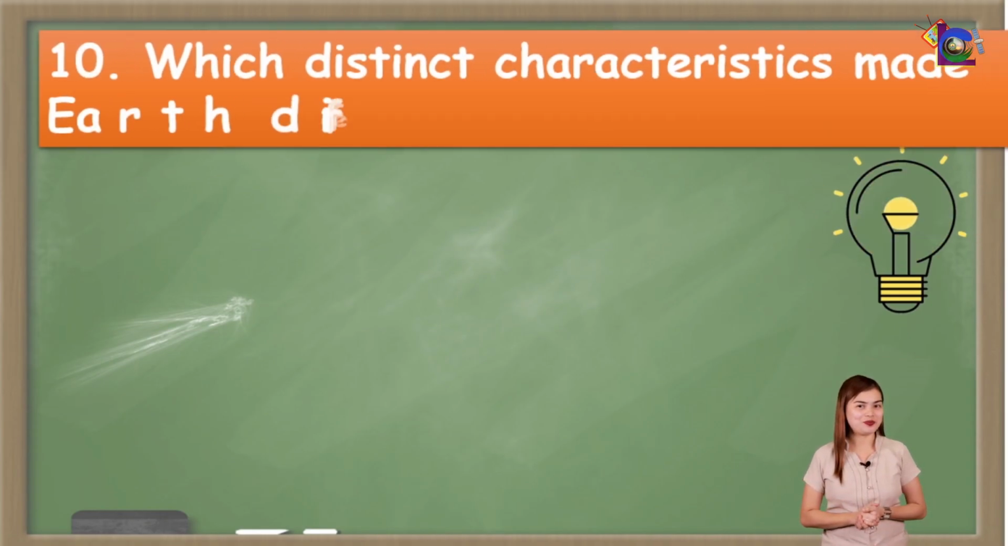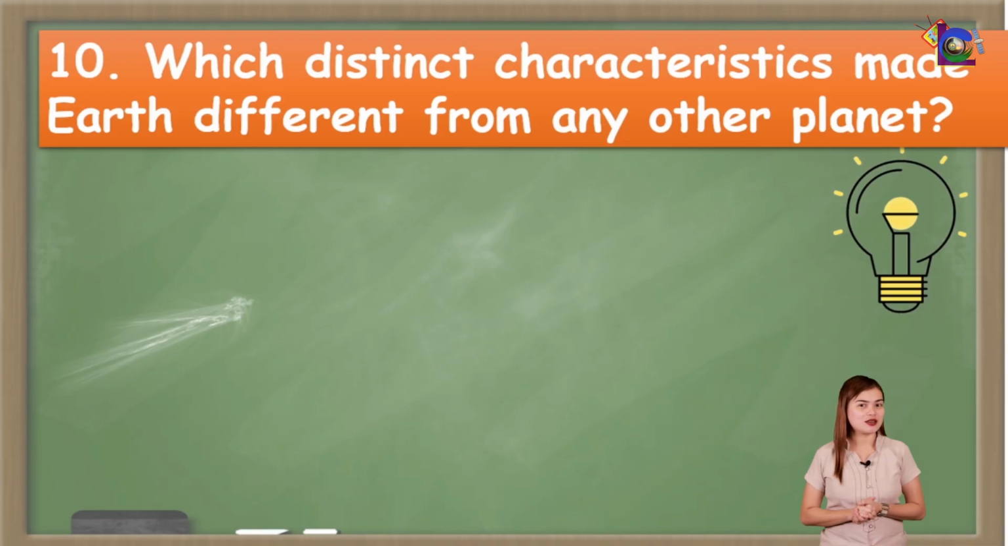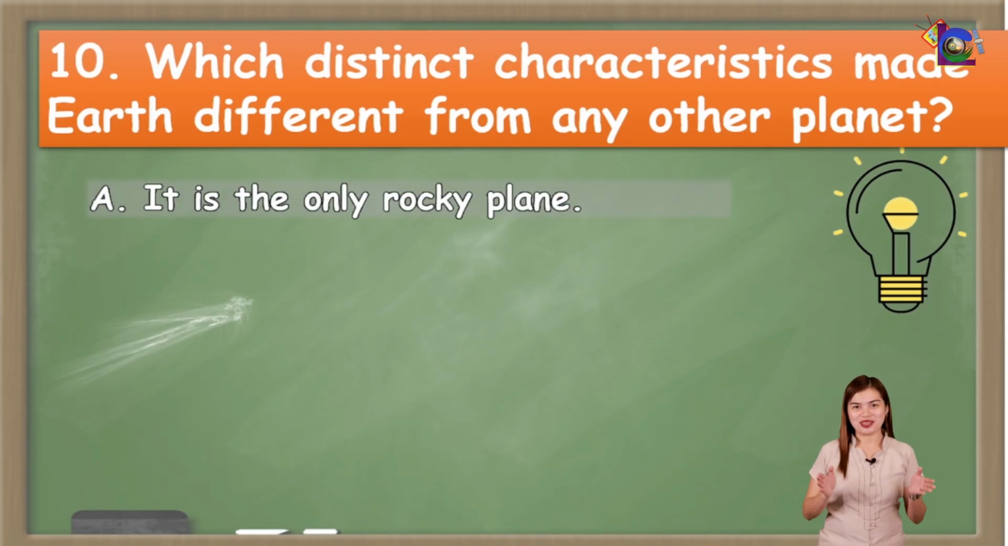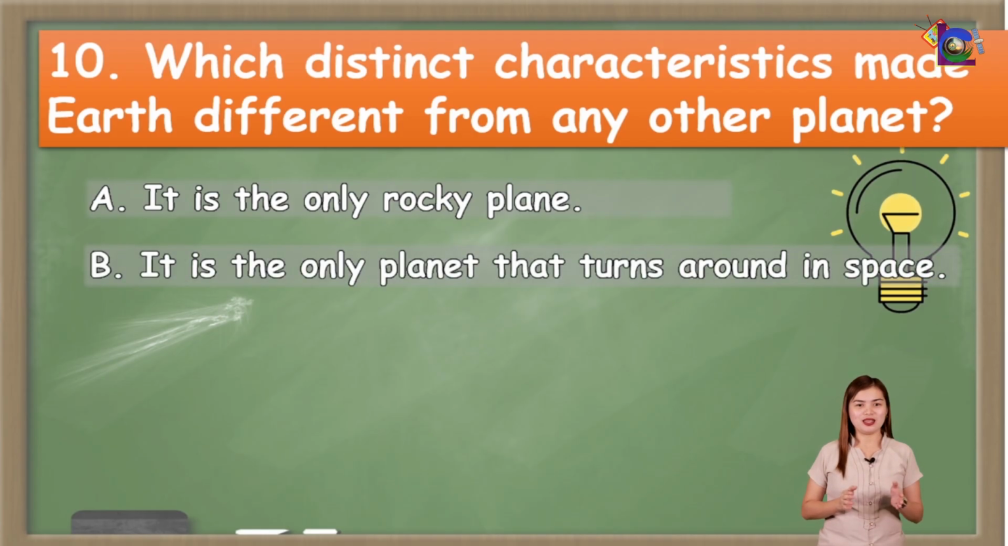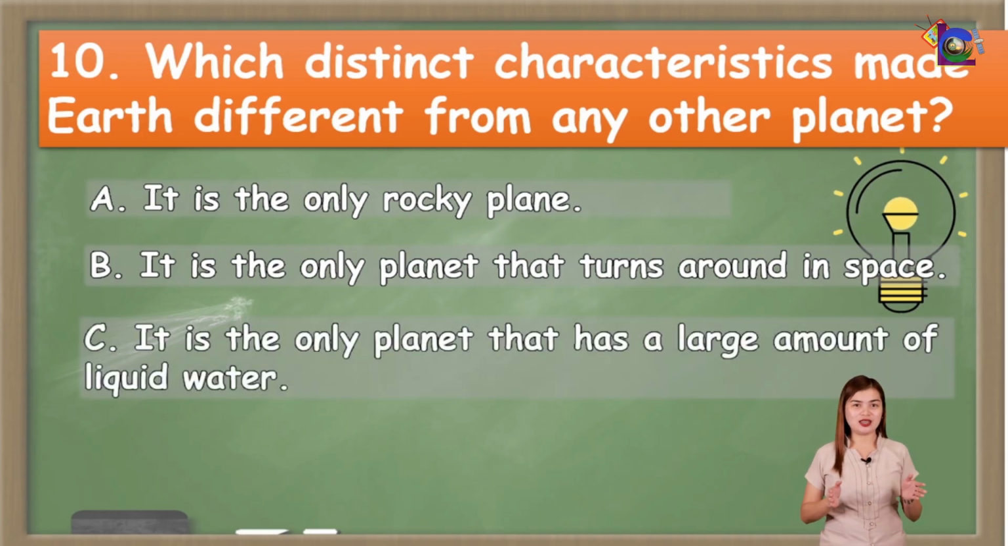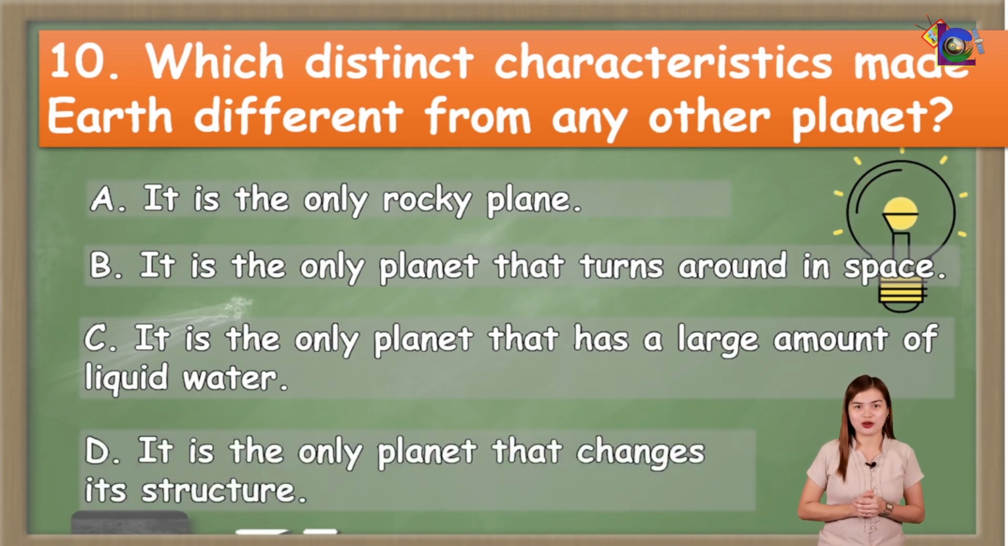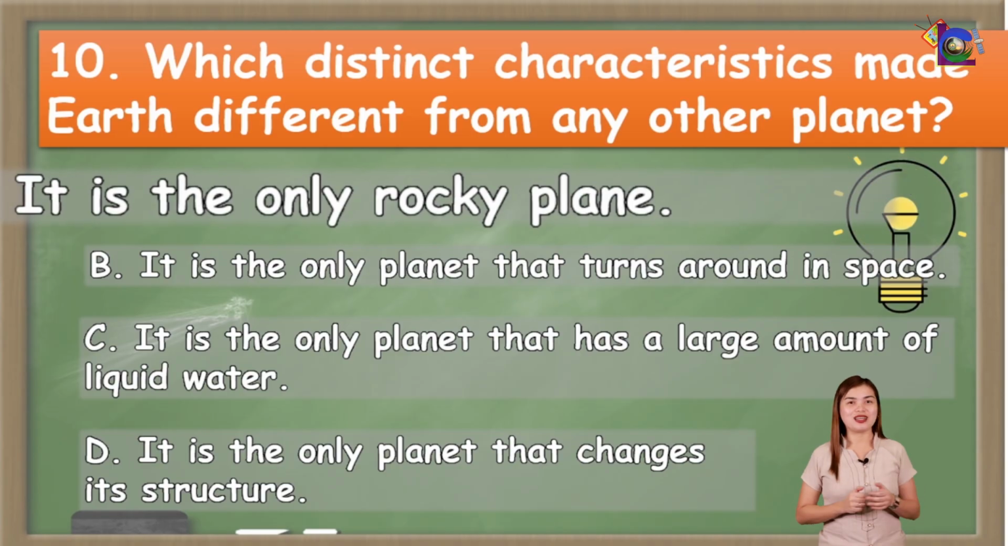Question number 10. Which distinct characteristic made Earth different from any other planet? Is it A, it is the only rocky planet? B, it is the only planet that turns around in space? C, it is the only planet that has a large amount of liquid water? Or letter D, it is the only planet that changes its structure? The correct answer is letter A.